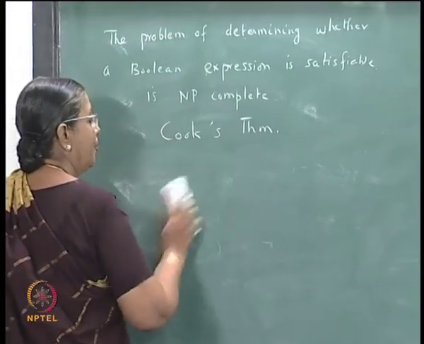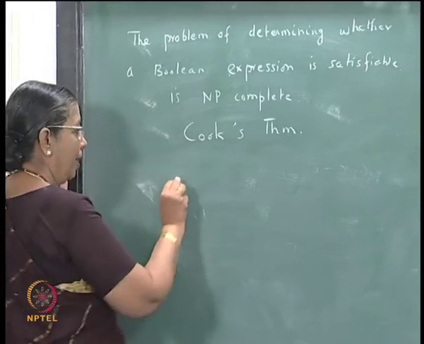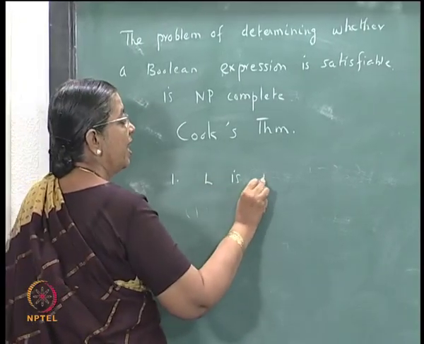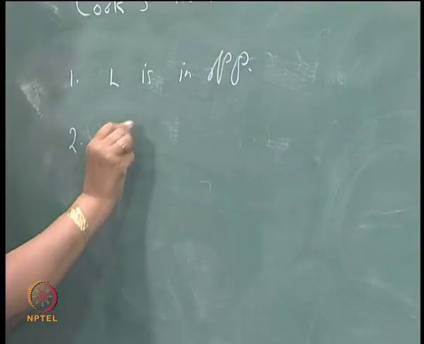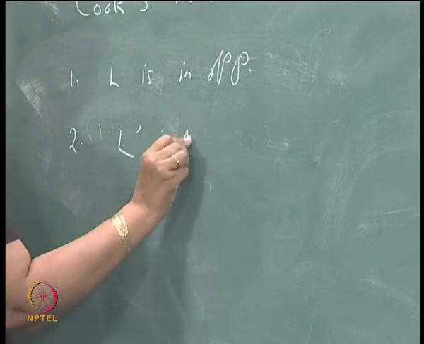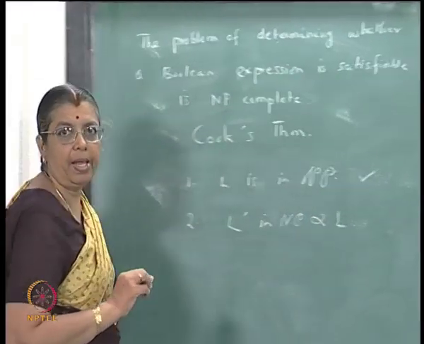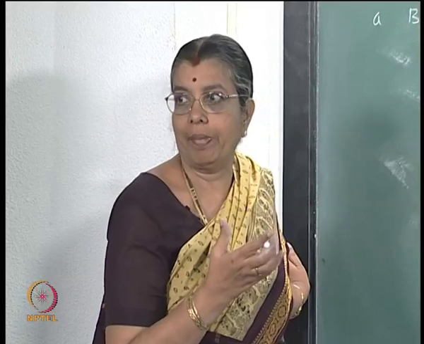Now, there are two aspects to proving something is NP complete. You have to prove that L is in NP, and second, any language L dash in NP can be transformed to L, is it not? Now, how do you show that? First, this is in NP. Can you have a non-deterministic Turing machine which will take a Boolean expression as input and say whether it is satisfiable or not in polynomial time?